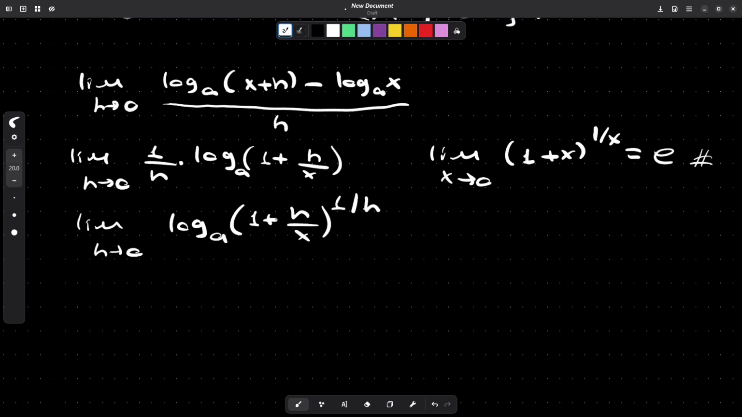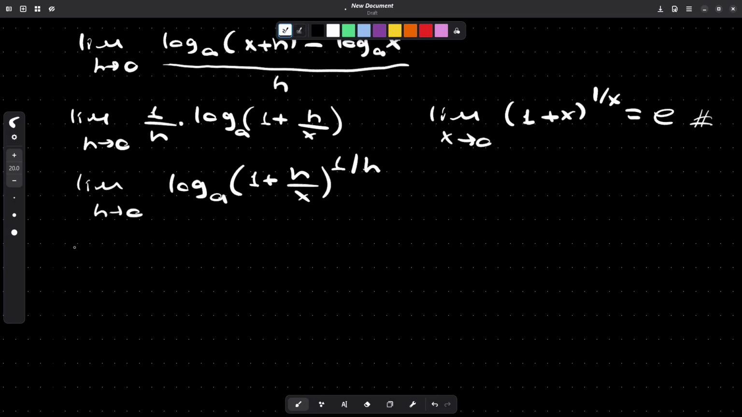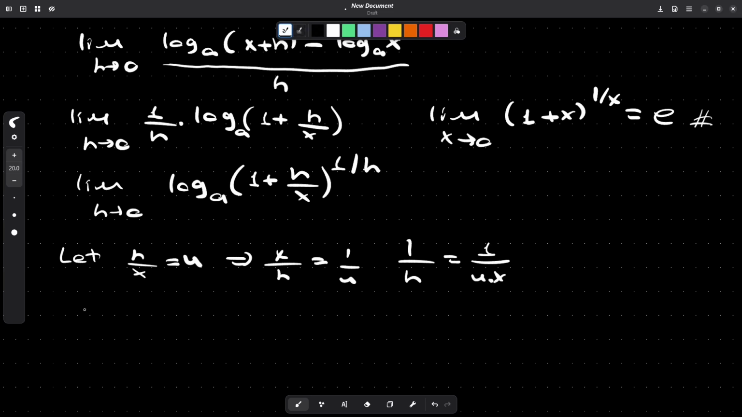If I can transform the inside part to this form, then I will get the limit, and I will say this is equal to e. Right now, I don't have it exactly, but I want to transform it somehow. To do that, I will start with: let h over x be u. I have h over x. I need to figure out what 1 over h is. So from here, x over h is equal to 1 over u. 1 over h is equal to 1 over u multiplied with x.